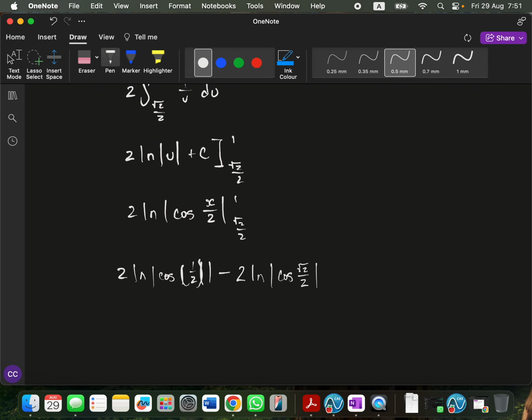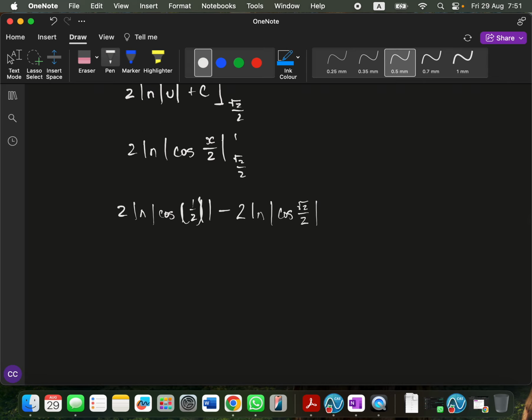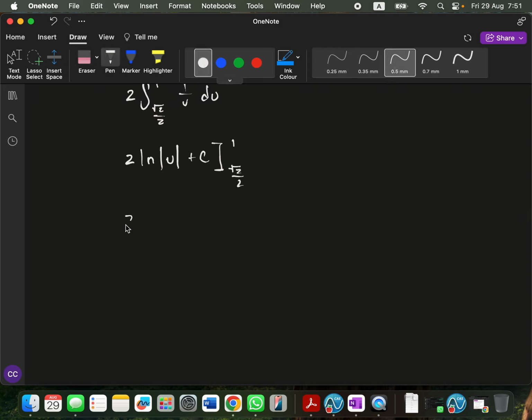Actually, I didn't have to convert my bounds now that I'm thinking about it. No, I shouldn't have converted my bounds. I can just do my substitution here. So if I do 2 ln of the cosine of x over 2, and then I evaluate this from 0 to pi over 2, I should have it.